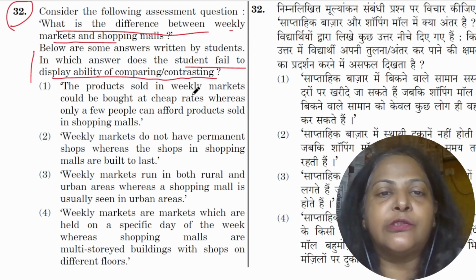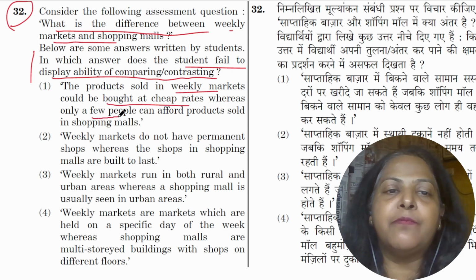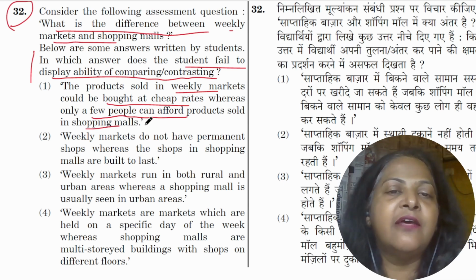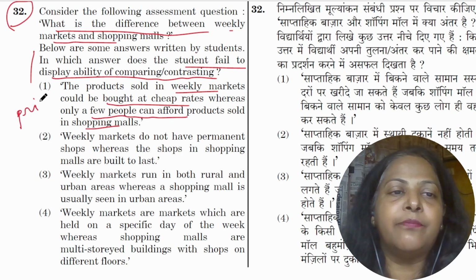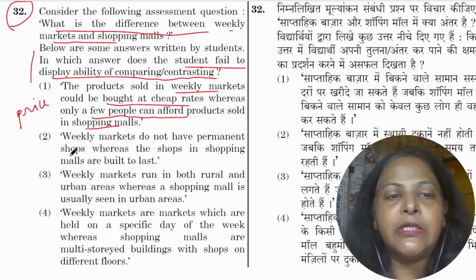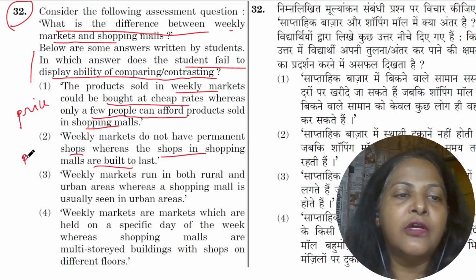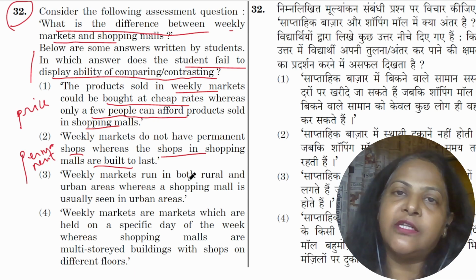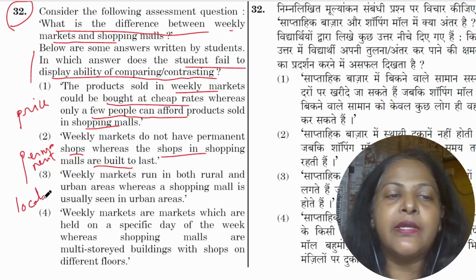One says the products sold in weekly markets could be bought at a cheap rate, whereas only a few people can afford products sold at the shopping mall. That means shopping malls are expensive, whereas weekly markets are cheap. So price is being compared out here. Weekly markets do not have a permanent shop, whereas shopping malls are built to last. So permanency of shops is being compared. Weekly markets run in both rural and urban areas, whereas a shopping mall is usually seen in urban areas, so locality. So comparing is happening.